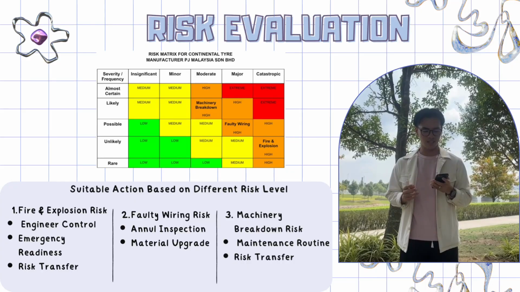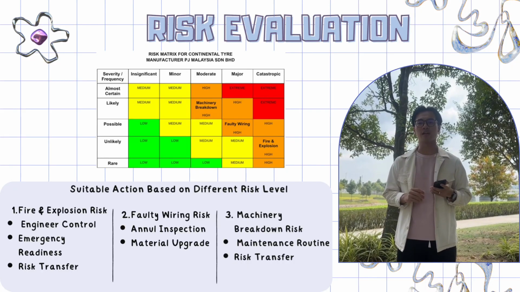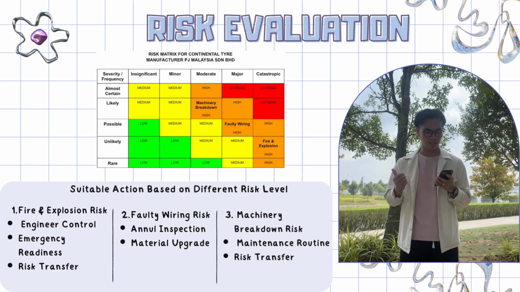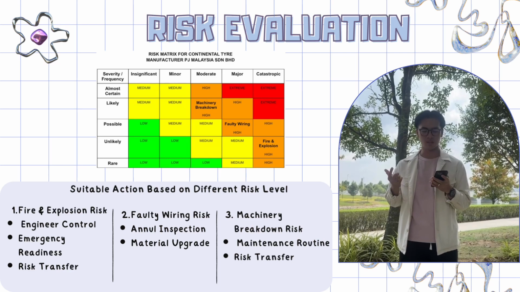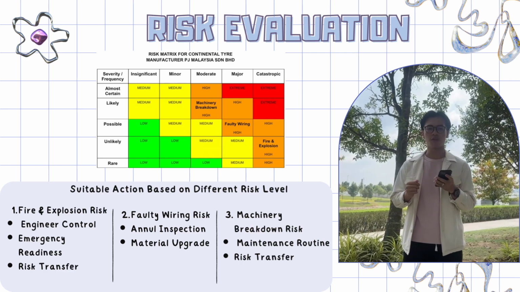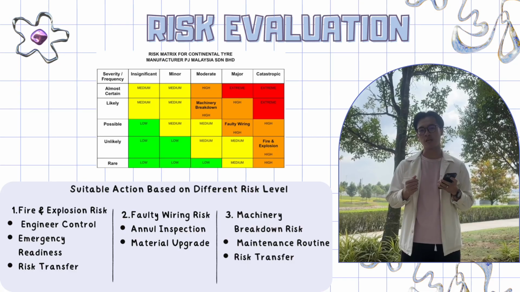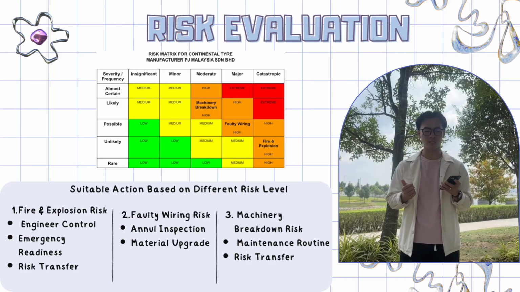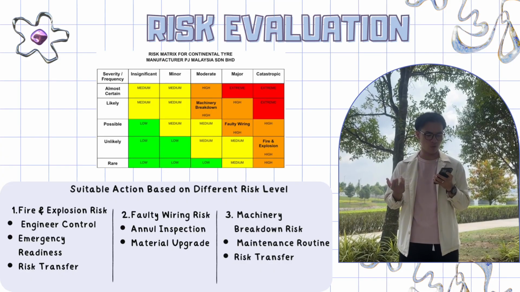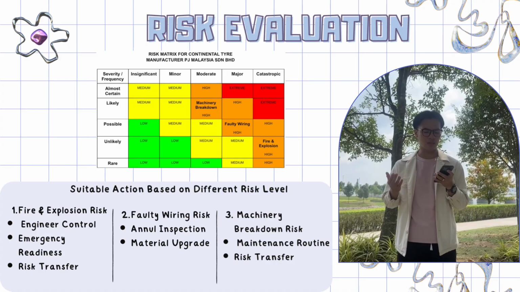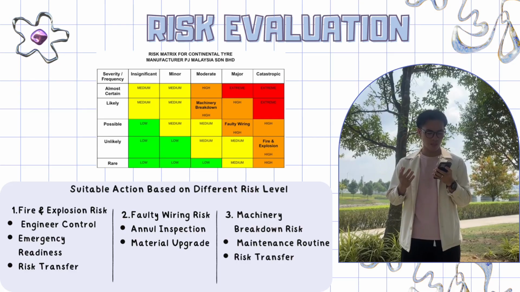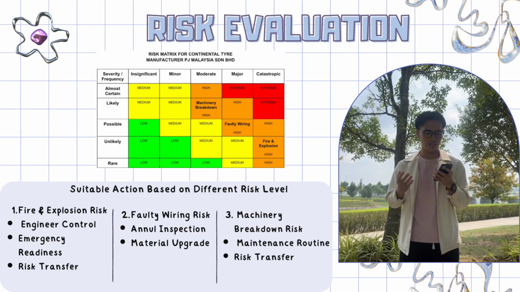Based on our investigation, we found three major risks and arranged them according to which risks we prioritized, which are fire and explosion risk, faulty wiring risk, and also machinery breakdown risk. First, for the fire and explosion risk, we classify it as high risk because the impact is catastrophic, causing total property damage, severe injuries, and extensive operational shutdown, even though it is unlikely to happen. The root cause is flammable material like synthetic rubber and chemical solvent stored too close to high heat production machinery.